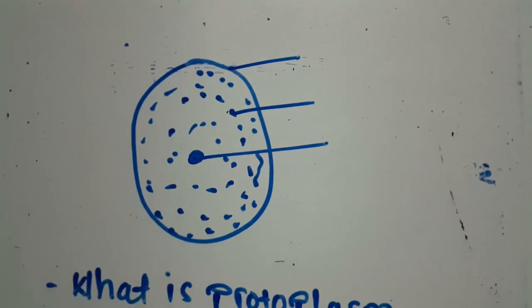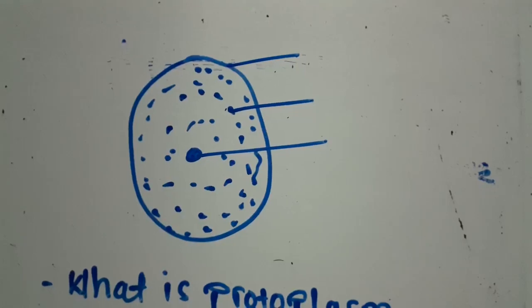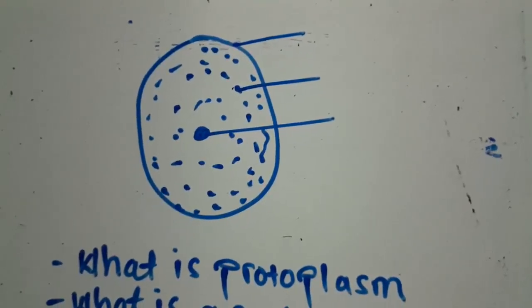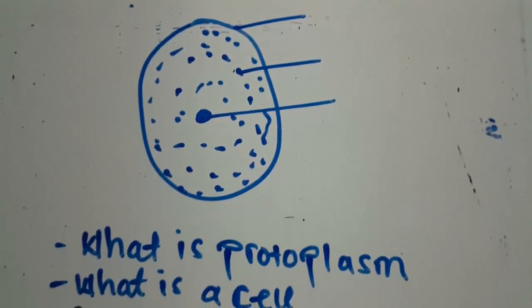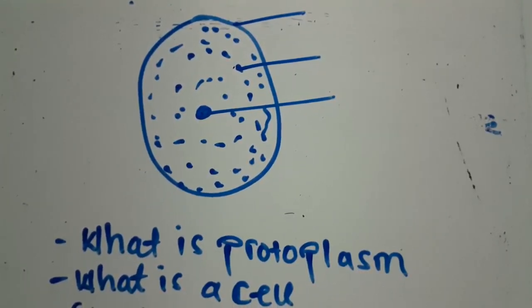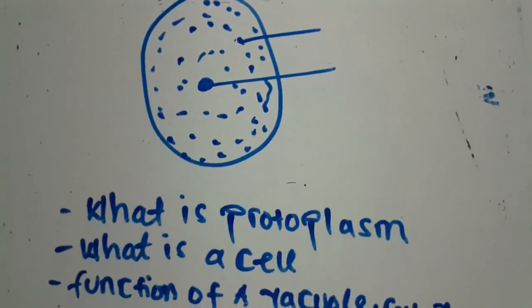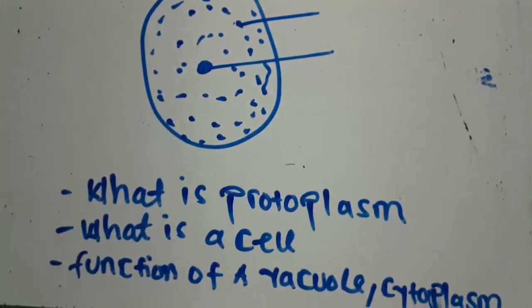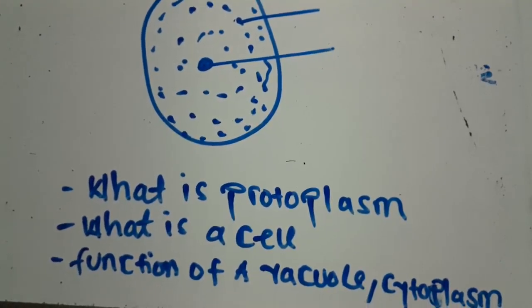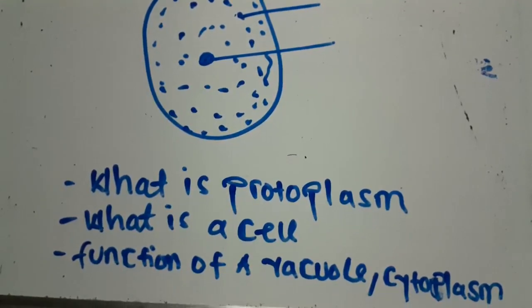Away from that, I also want you to answer these questions. The first one is, what is protoplasm? The second one is, what is a cell? And the third one is asking us to dish out the functions of a vacuole as well as a cytoplasm. So this is the task that I'm leaving you with. Tomorrow we shall continue from here and look at the detailed structure of these cells, which can be depicted by the electron microscope.